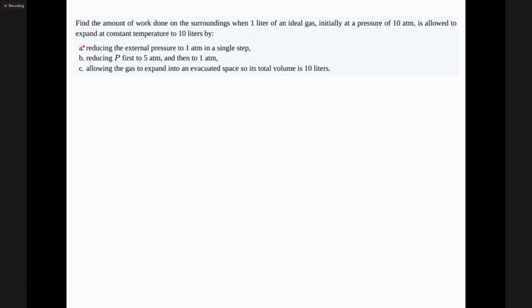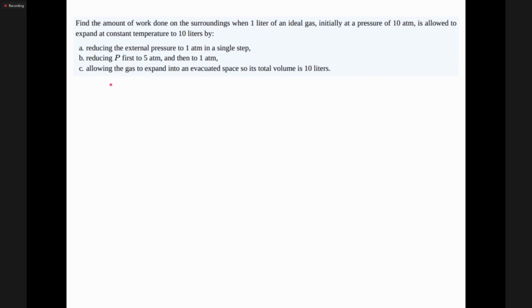The first one is reducing the external pressure to 1 atmosphere in a single step, reducing the pressure first to 5 atmosphere and then to 1 atmosphere, and lastly allowing the gas to expand into an evacuated space or vacuum, so its total volume is 10 liter. So we will solve these problems one by one. Firstly, we'll see what is given to us.